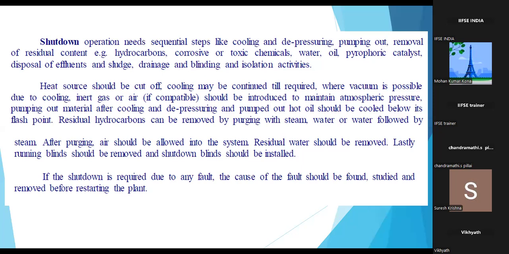Whatever heat source we have needs to be checked, and we have to cut off the heat source. Then we can maintain the cooling till it is required. And where a vacuum is possible, after cooling, inert gas or air, if compatible, should be introduced to bring it to atmospheric pressure, pumping out after cooling and depressurizing. And pump hot oil should be cooled below its flash point.